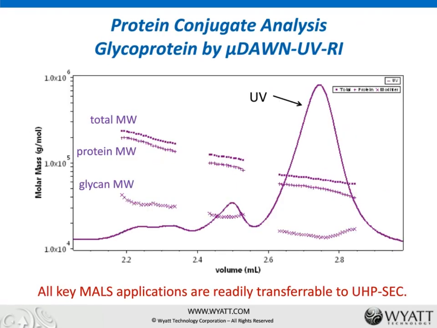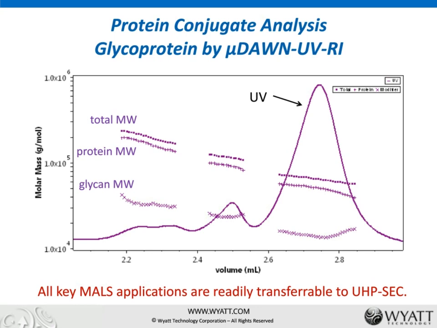One of the most powerful applications for MALS, UV, and RI is its ability to characterize protein conjugates by measuring the composition and stoichiometry. So this application can be easily transferred to the UHPLC platform. And we have an example of a glycoprotein here, which is from a virus surface. We can resolve multiple forms of this glycoprotein, and then we can use microDAWN, UV, and RI to measure the total glycoprotein molecular weight and plot it as the top lines here.